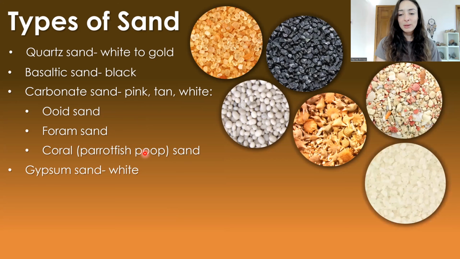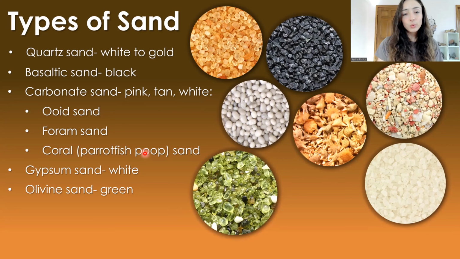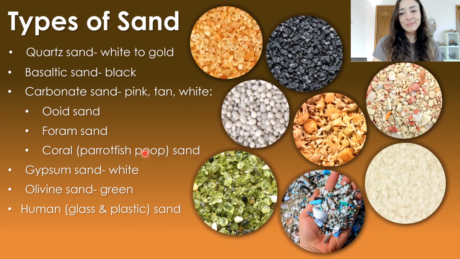Gypsum sand, which is really white and close to my heart because gypsum sand is a major or the major constituent of a certain place that I love to go, and I live somewhat nearby, so I'll talk about that later. Olivine sand, which is green and beautiful, yet rare, and human sand, which I didn't think about, but when I was reading up for this video, that is what a lot of people list as another type of sand.